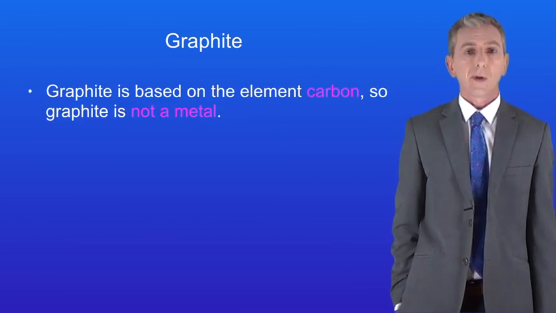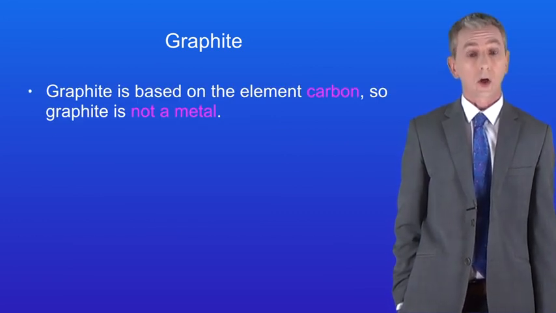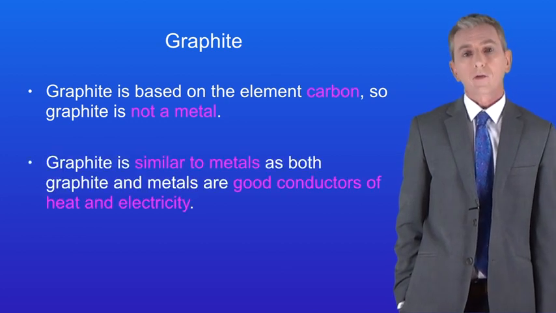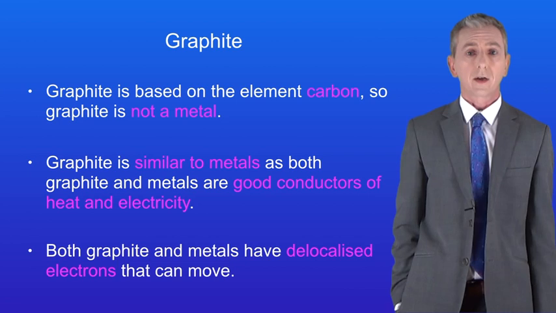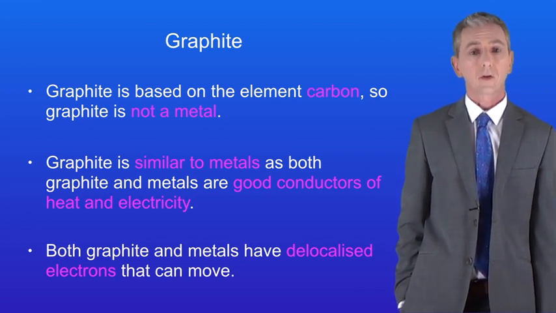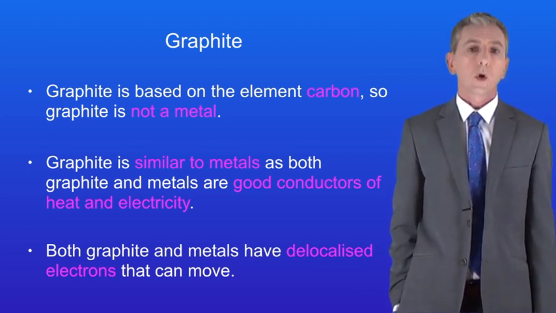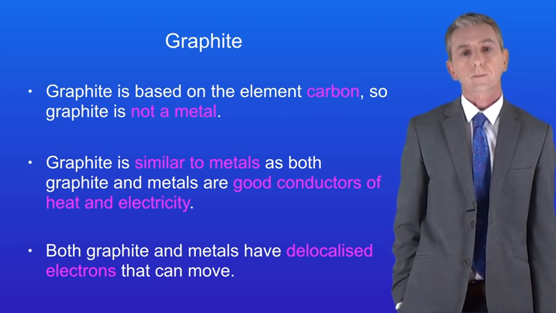Now, it's really important to remember that graphite is based on the element carbon, so graphite is not a metal. However, graphite's similar to metals, as both graphite and metals are good conductors of heat and electricity, and that's because both graphite and metals have got delocalized electrons that can move. We're going to look at metals in a later video.